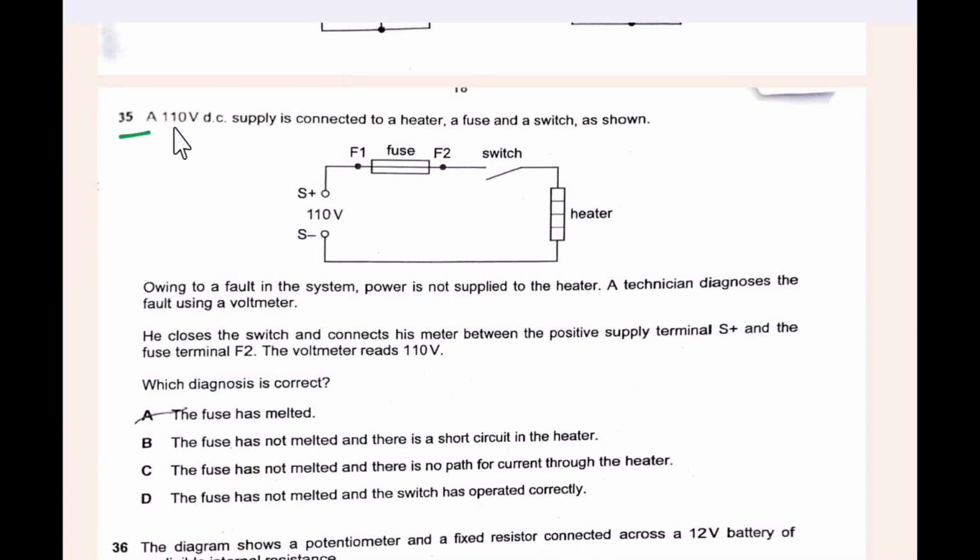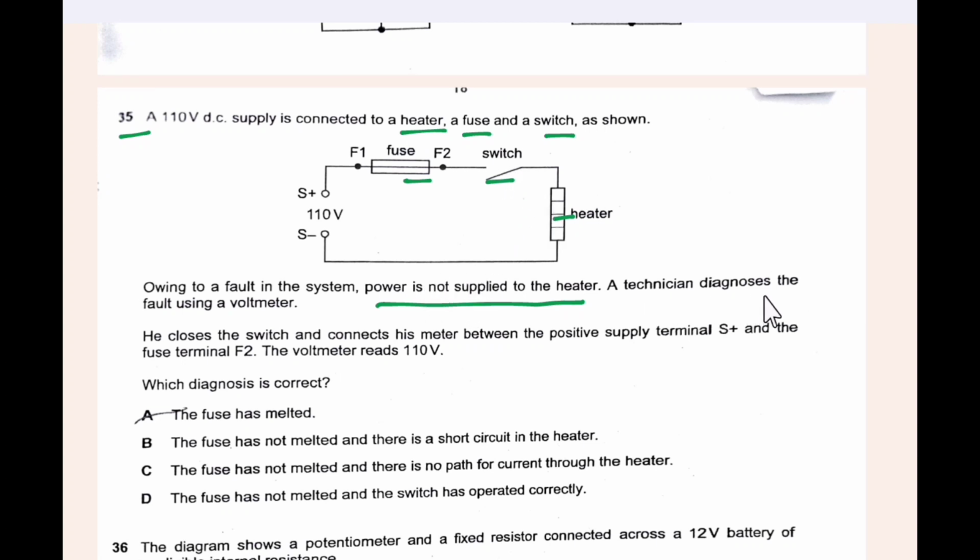35. A 110 volt DC supply is connected to a heater, a fuse and a switch. This is heater, switch and a fuse. Owing to a fault in the system, the power is not supplied to the heater. So if there is a fault, then the fuse would melt and there is no power supply to the heater.